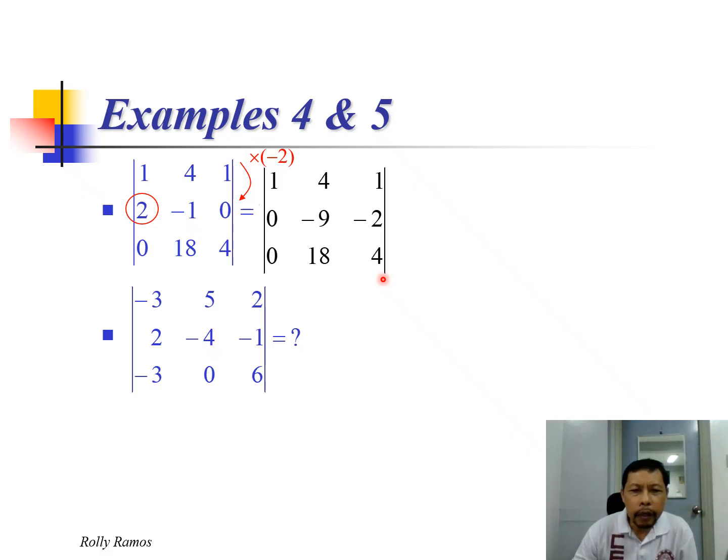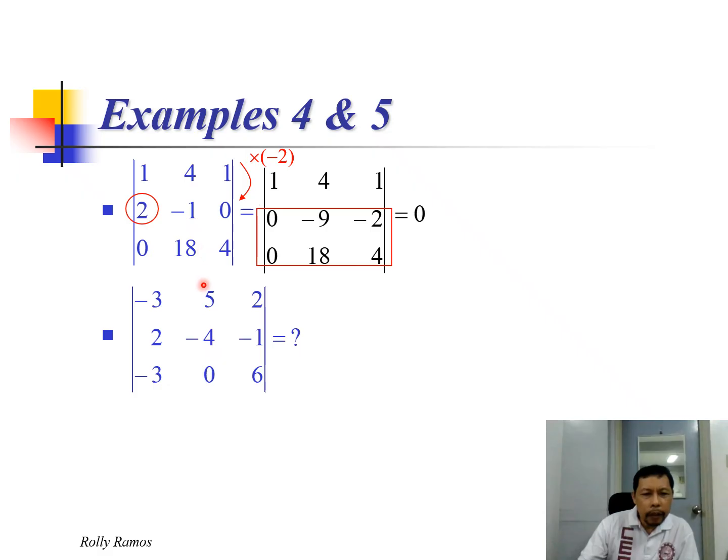Again, inspect if there are now rows or columns that are a multiple of another row. So these two rows, if you multiply row 2 by negative 2 will give us row 3. 2 times 0 is 0, 2 times negative 9 is 18, 2 times negative 2 is 4. So row 2 is a multiple of row 3, and therefore, according to the previous theorem, the determinant of this matrix would be 0. Okay.